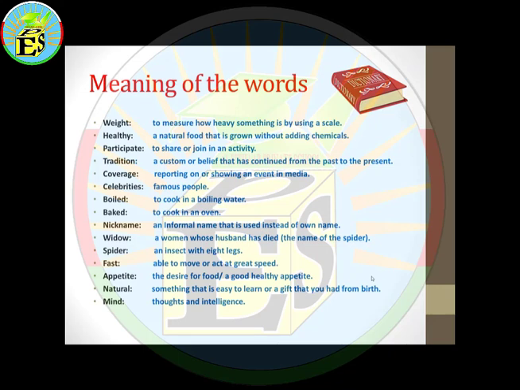Baked. To cook in an oven. She also eats 3.8 kilograms of baked beans in 2 minutes 47 seconds. Her nickname is not Sonia Thomas. Her nickname is the Black Widow. The meaning of nickname: an informal name that is used instead of one's own name. The meaning of widow is a woman whose husband has died, and this is the name of the spider in this text, the Black Widow. The meaning of spider: an insect with 8 legs.